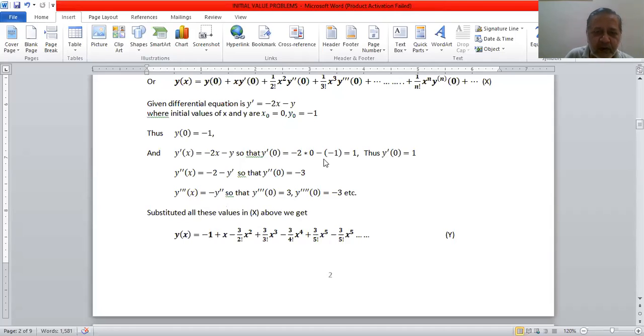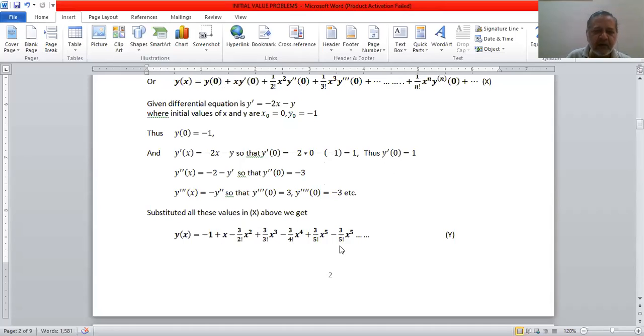Now y at 0 is minus 1. x times y prime at 0 is 1. So x into 1. Then x 1 upon 2 factorial into x square into y double prime at 0. So y double prime at 0 is minus 3. So यहाँ पे minus 3 रखेंगे तो this becomes minus 3 by 2 factorial. Next term involves third derivative. We have already obtained a third derivative at 0. So यहाँ पे third derivative at 0 रखेंगे minus 3 and so on. सारे हम derivative values जो निकाल रहे हैं वो इस expansion में रखते चले जाएं तो we get this solution.